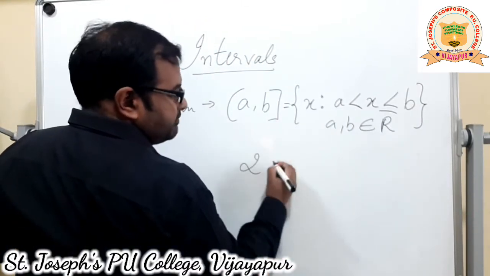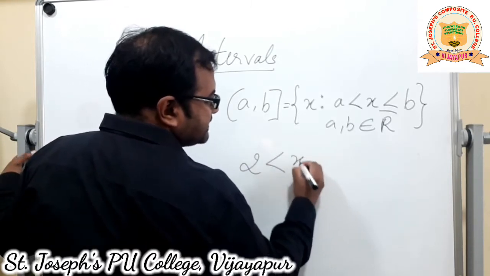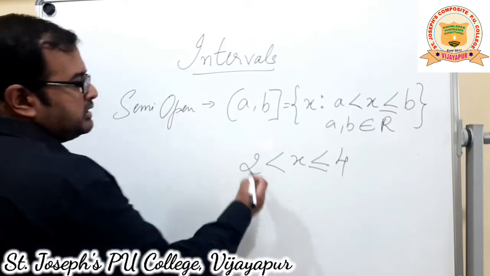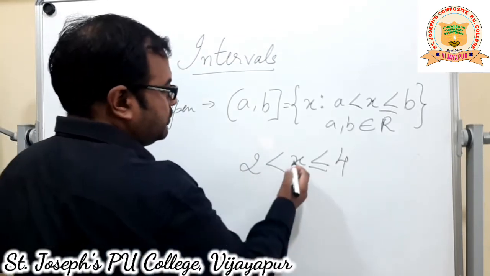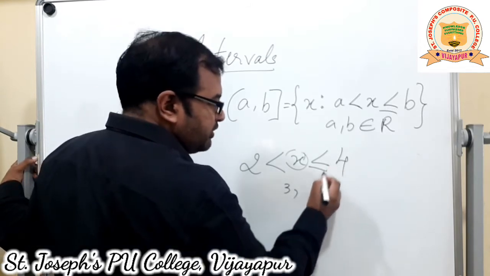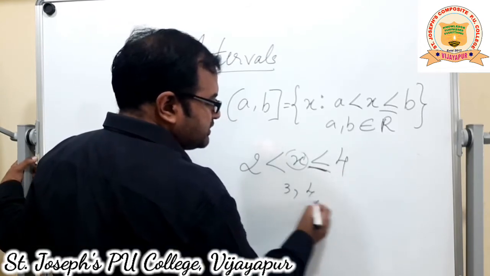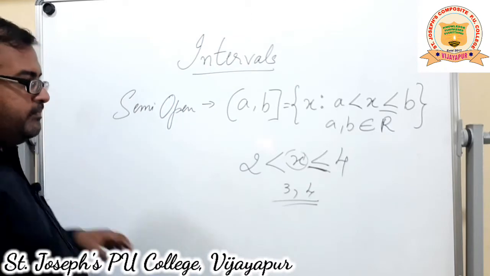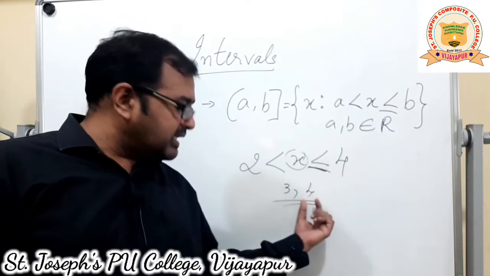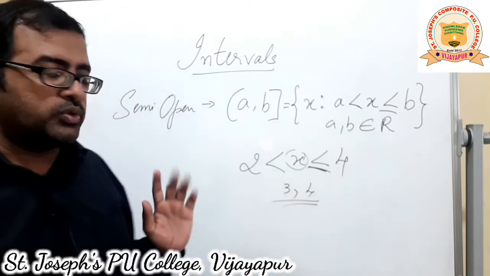So if I take the same, 2 less than x less than or equal to 4. Now what are the answers possible? Strictly greater than 2. So the number should be 3 probably. Yes. And can I take 4? Yes, because equal to 4 is also there. So this will be the difference. Instead of only 3, here it will be 3 and 4. The upper boundary is included, but the lower bound is not included.